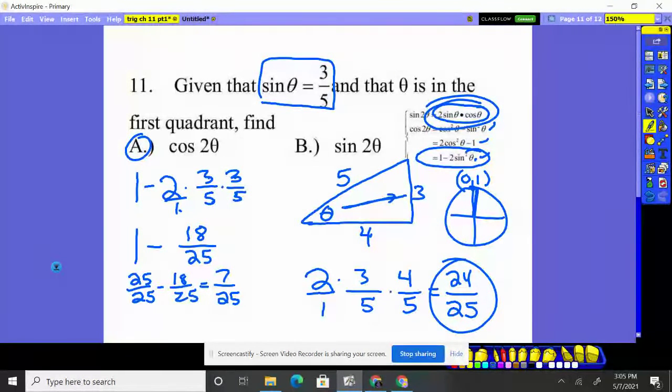So if you have cosine of 2 theta, if they give me the sine or cosine, I don't need to draw the triangle. You will always have to draw the triangle for the sine of 2 theta because you need both the cosine value and the sine value, and you can only get that by finding the other side.